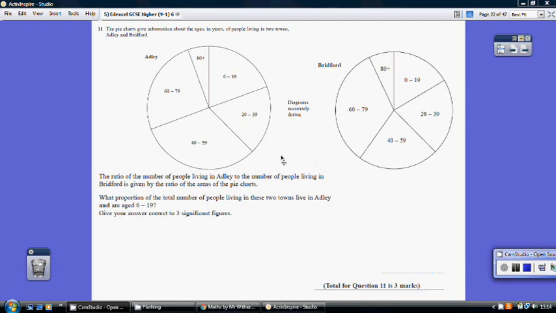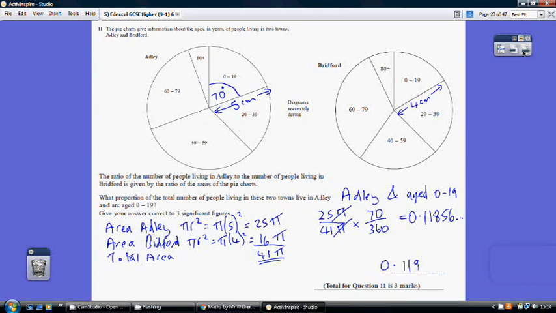Question 11. Well, the significant point here is that these pie charts are drawn accurately, and the ratio is proportional to the areas of the pie charts. Now you can't particularly see this from this slide, but if you were measuring these diagrams in the paper itself, you would see that the radius of the Adley pie chart is 5 centimeters and of the Bridford is 4 centimeters.